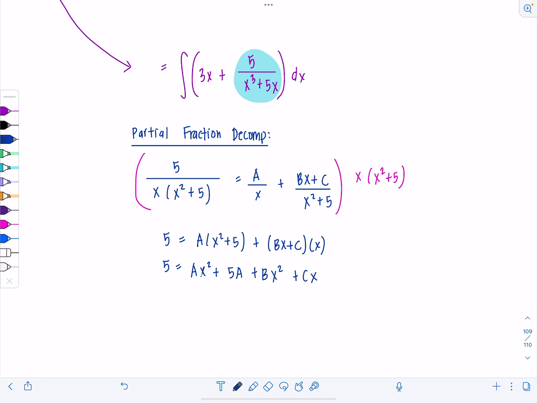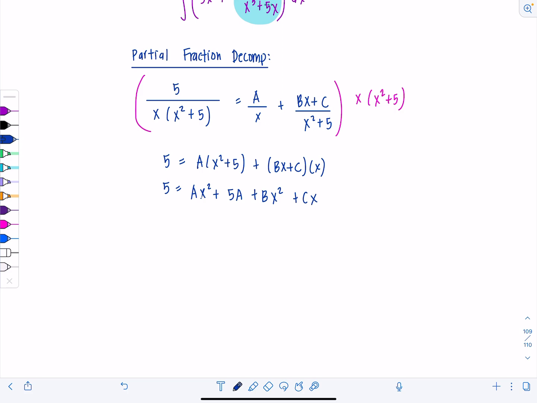And one technique to solve for these coefficients is you just equate the coefficients of like terms from both sides of the equation. So what do I mean? Well, what's the coefficient of x squared on the left? It's 0, right? There is no x squared and there is no x. So 0 has to equal A plus B.